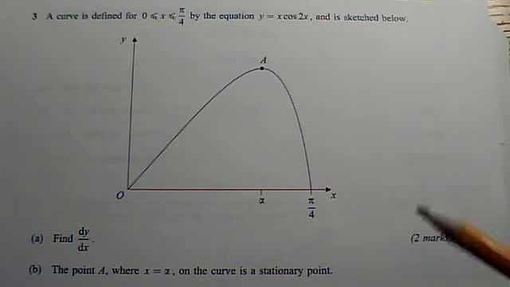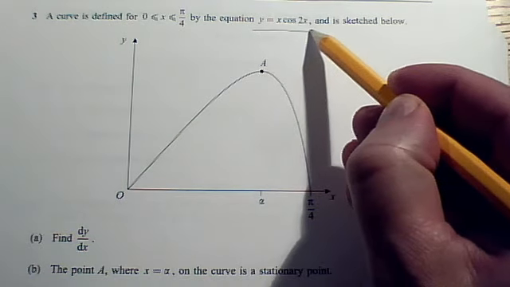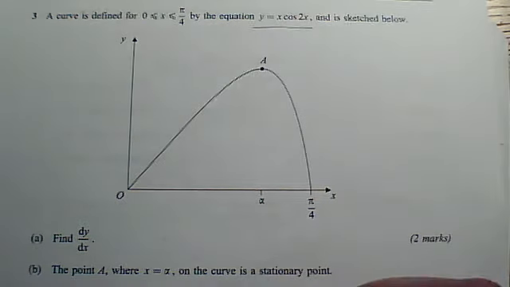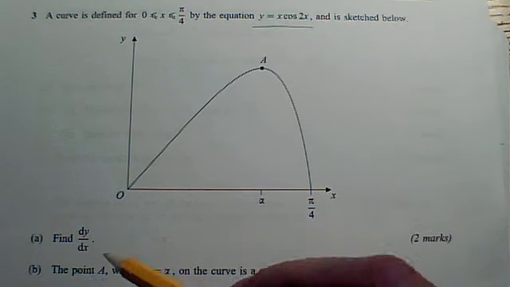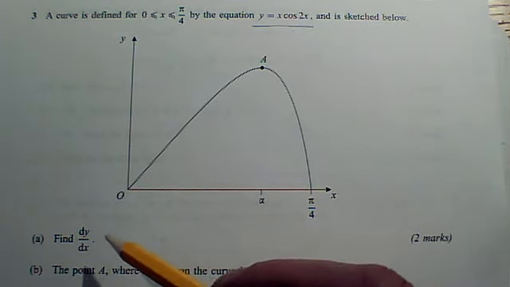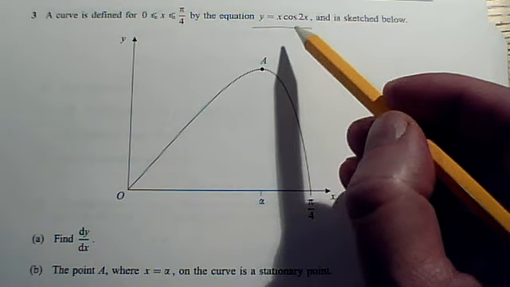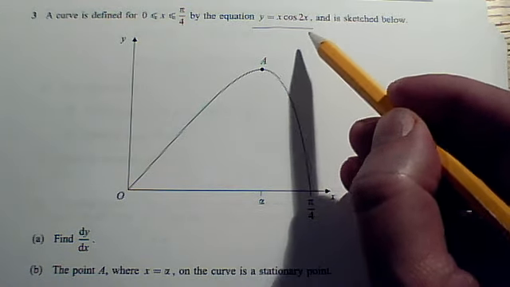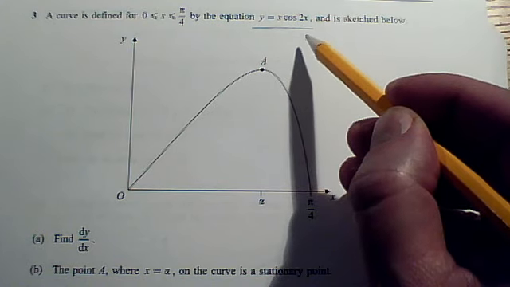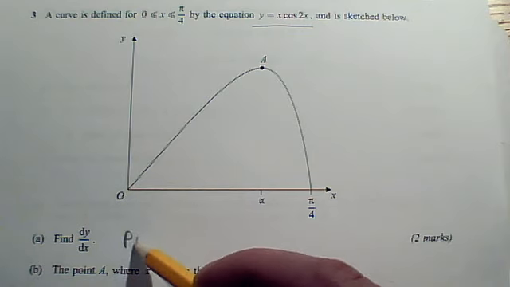Okay, here's question 3. It's a full-page question based on the graph y equals x cos 2x, which they helpfully sketch for you. dy by dx is the first thing we need to find. So you need to look carefully at this, decide which rule you need, and you need to recognise that it is a, well, I hope you can recognise for yourself, this is a product, so make sure you use the product rule.